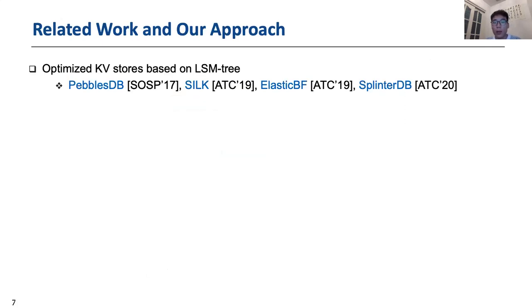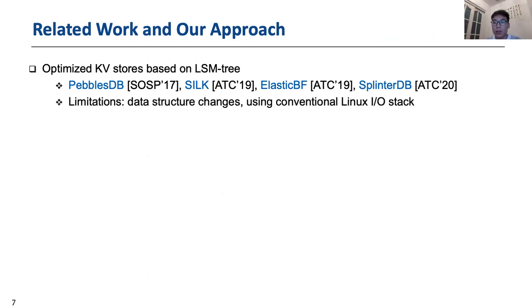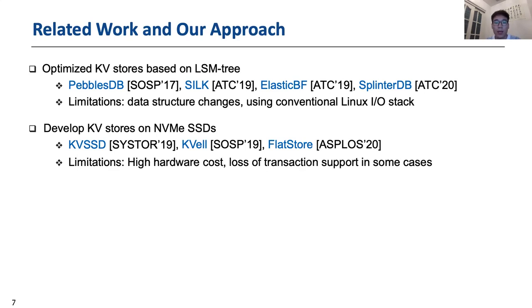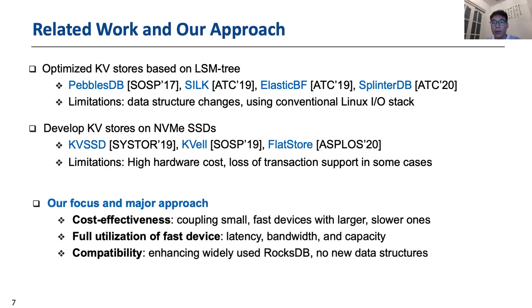There is a lot of recent work on KV stores. Most of them propose a data structure change and rely on the conventional I/O stack. A few studies focus on NVMe SSDs. For example, KV-SSD offloads KV management to special SSDs with hardware KV support. KVell and FlatStore support high-throughput KV operations on one or more fast SSDs or NVMe devices. These solutions target high-end hardware setups and may sacrifice functionality such as transaction processing. This work targets cost-effective KV stores that can fully utilize high-end commodity SSDs, while preserving the mainstream KV data structures and system design.